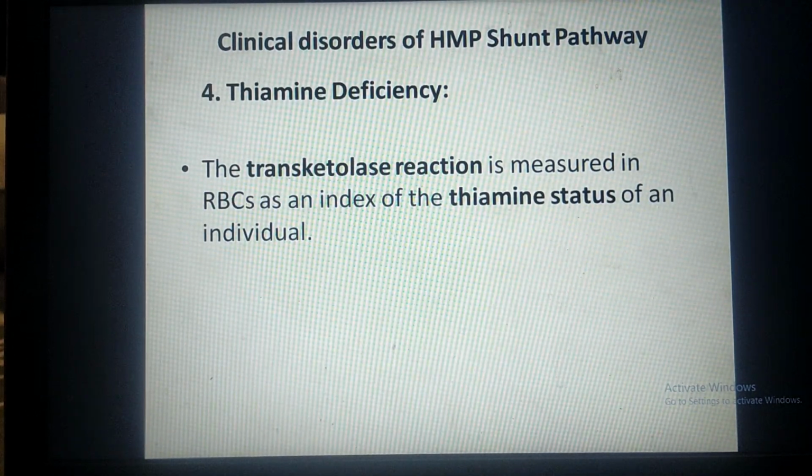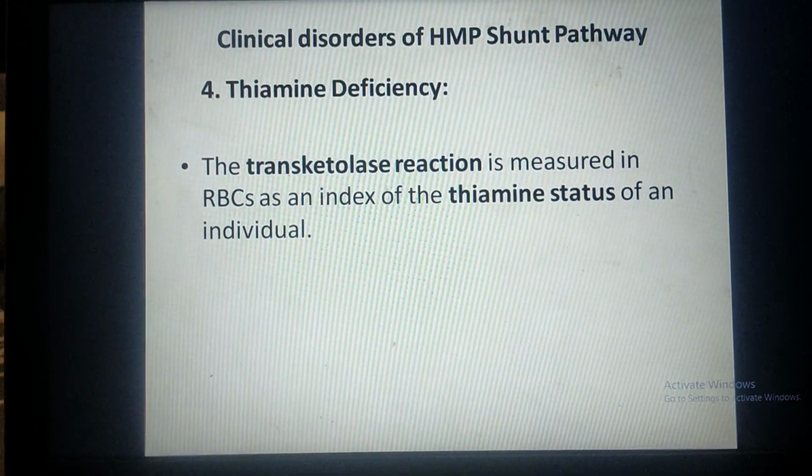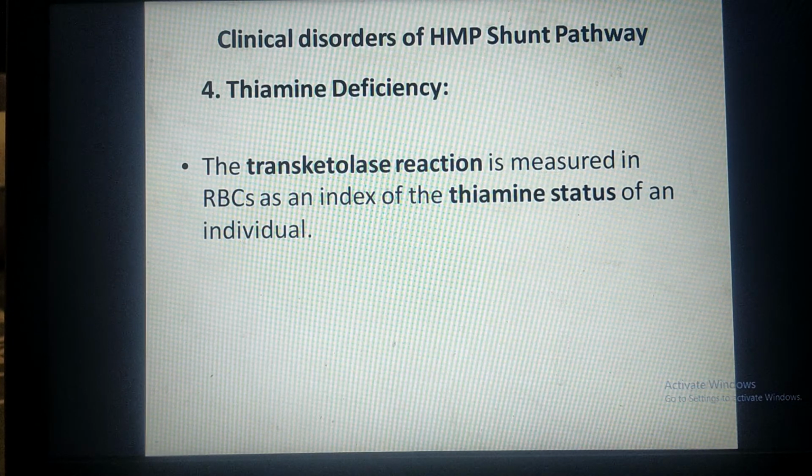If we want to measure thiamine deficiency in a person, we cannot measure the thiamine level in the blood, but we have to study the transketolase reaction, or the transketolase activity of that person. By knowing the transketolase activity in the person, you come to know about the thiamine status of that person.